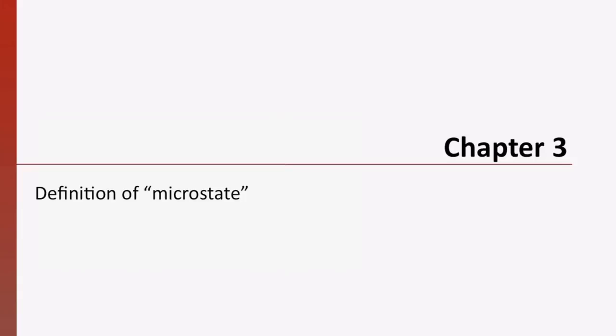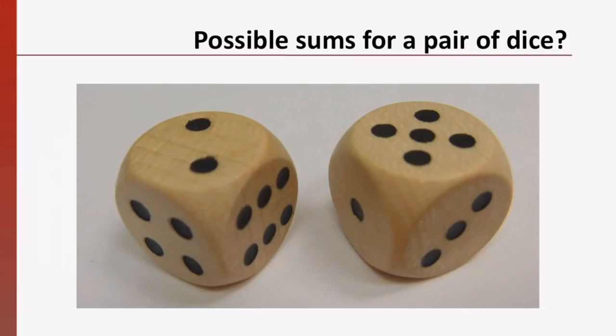Let's use an analogy to understand the term microstate. Let's say that you have two dice. What are all the possible sums for a pair of dice? Pause the video here and take a moment to jot them down.